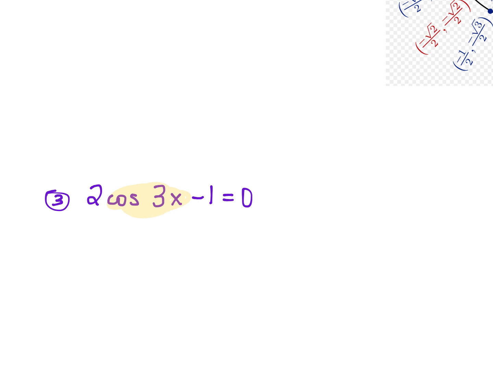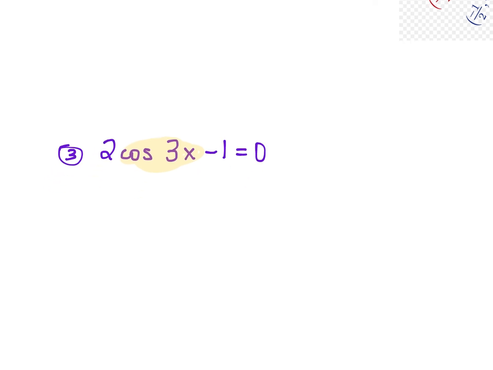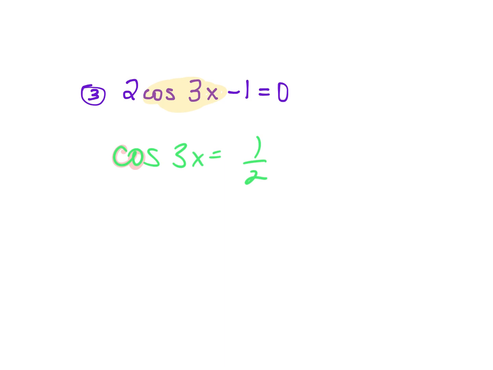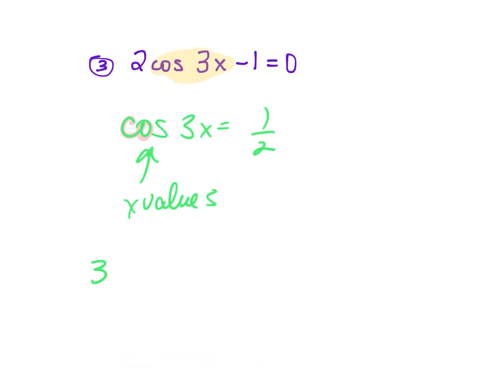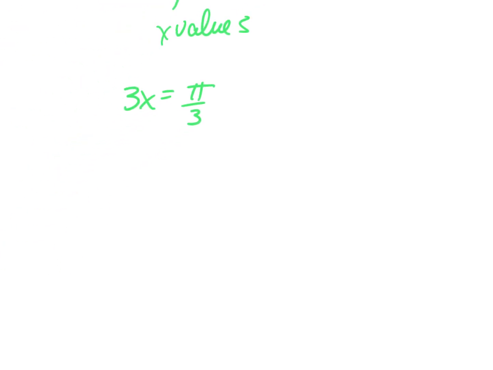All right, I want to get the cosine all by itself. So what do I have to do? 2 things. Add 1 and divide by 2. So I'm going to do that. I get cosine 3x equals 1 over 2. Cosine is what value? X values. So I'm looking for the x values on the unit circle that are positive 1/2. Where are they? Okay. So 3x equals pi over 3, and 3x equals 5 pi over 3.